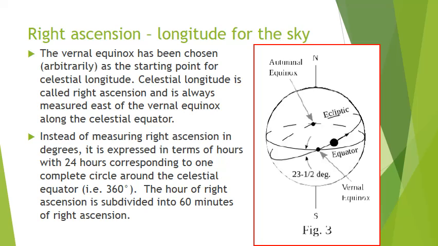In a similar way, with the celestial sphere, you need another coordinate. It's not good enough to just have a declination value. You need another coordinate to pinpoint the location of a star or any other celestial object. And in this case, it is right ascension. Okay, it's essentially longitude for the sky.